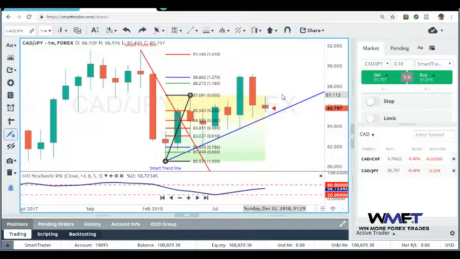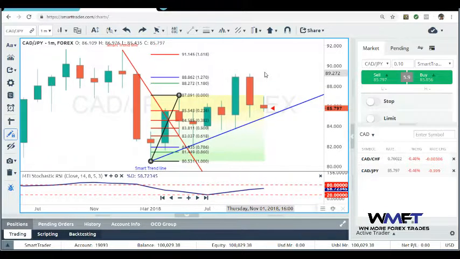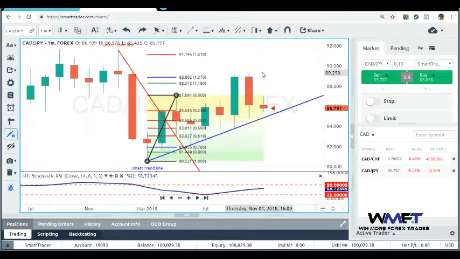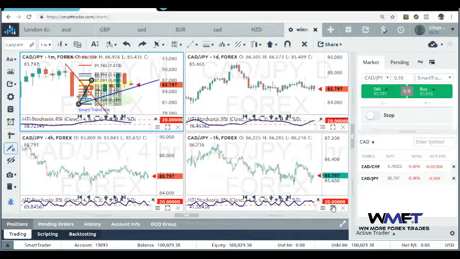So this market is bullish. We are going to look at this market from a bullish perspective. So we're going to be looking to buy the market according to the monthly time frame. We're looking to buy the market.